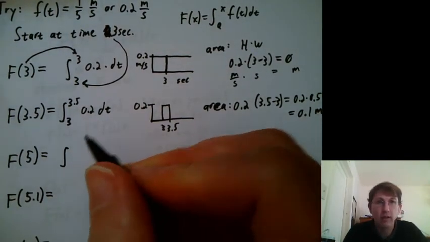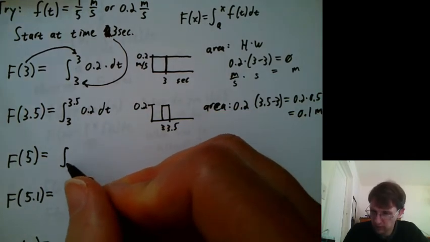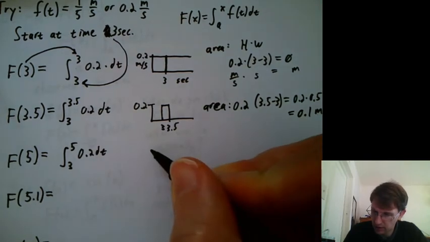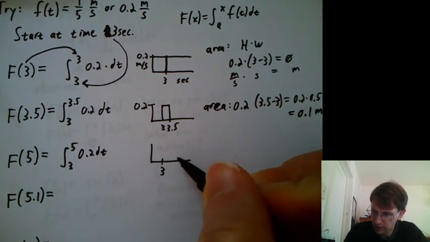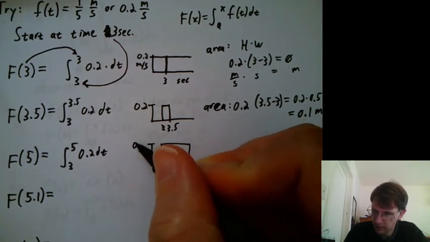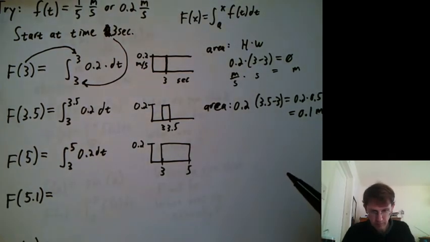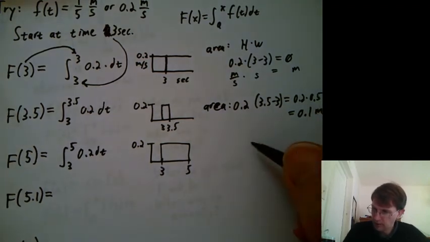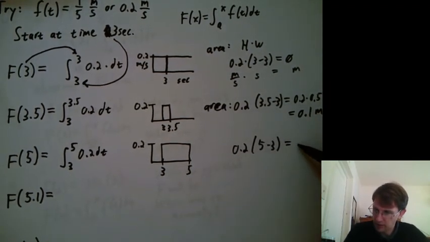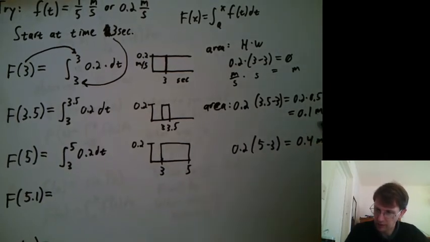What's this integral? So hopefully you said it's the integral from 3 to 5 of 0.2 dt. So starting at 3, going over to 5, 0.2. So again, you get 0.2 times 5 minus 3, which ends up being 0.4 meters, right? This is 2, that's 2.